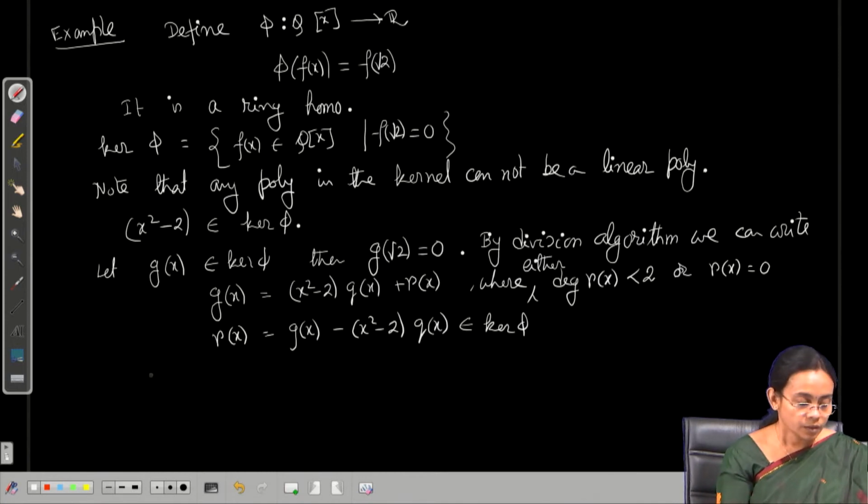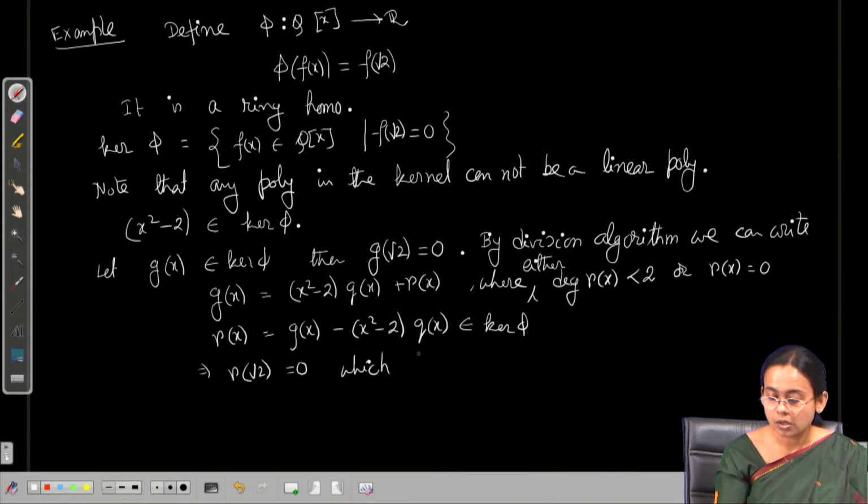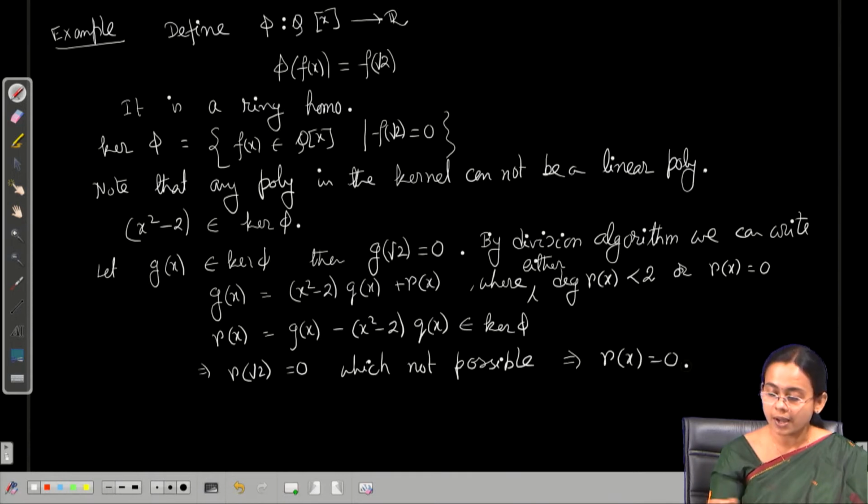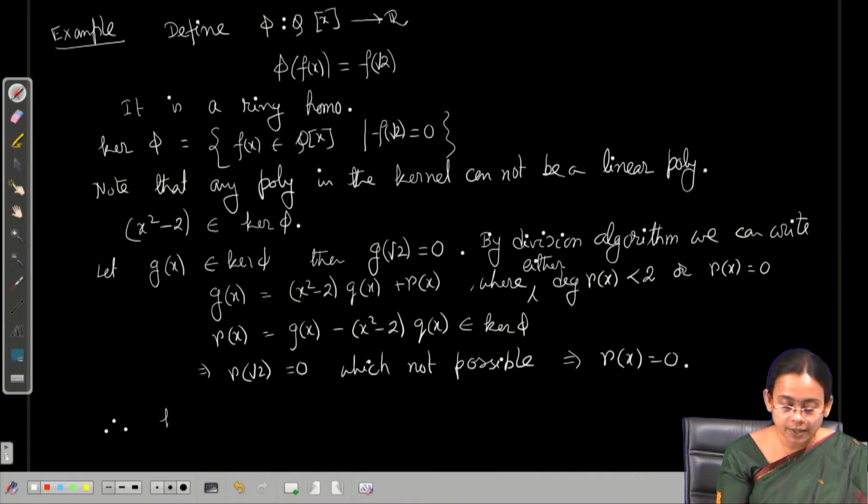So, this implies that r evaluated at root 2 has to be equal to 0, which is not possible, as no linear polynomial can have root 2 as a root, which implies that r x has to be identically 0. So, that gives me that this kernel of phi is nothing but the elements which are all multiples of x square minus 2.